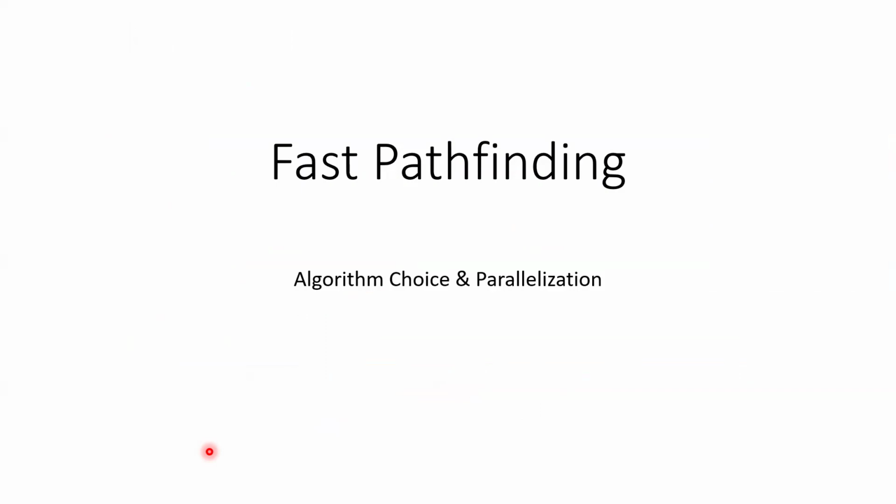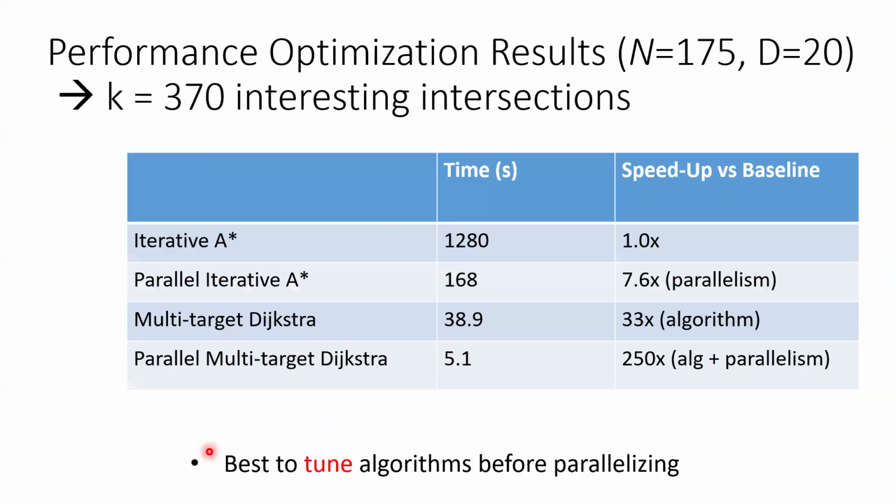Next, back to our milestone 4. Fast path binding. So here are just the times measured by us with n equals 175 and d equals 20, and these are the speedups that we measured. So if we do the iterative A star, we get this amount of seconds. A parallel iterative A star will speed it up by about 8 times.